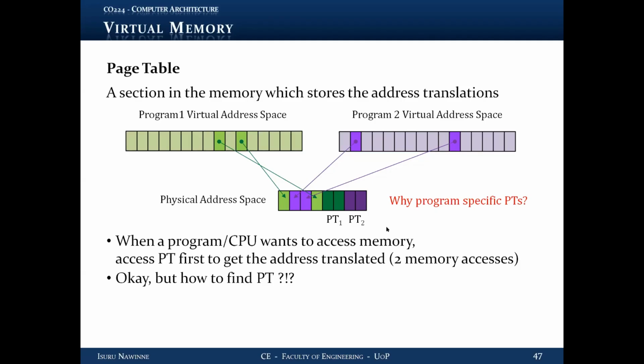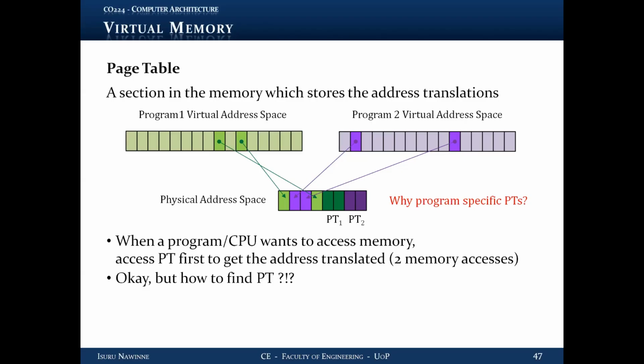Right. Now the problem is, I was expecting this question to come up. Now the problem is how to find the page table, right? We say that in order to find a piece of data in the memory, we need to first access the page table, which is also in the memory. So how do you find the page table? Right? So we still have the same problem, it seems, right?